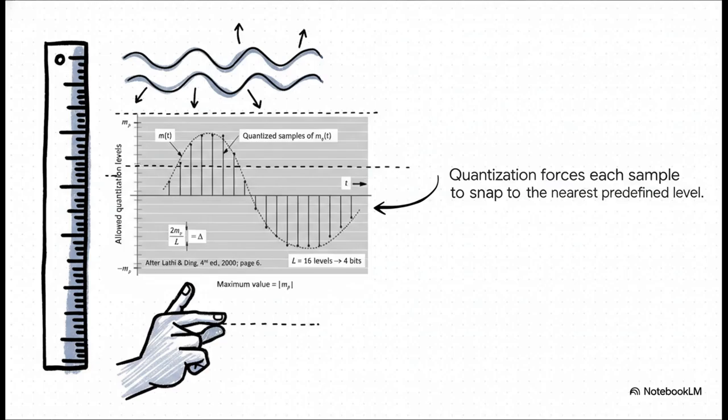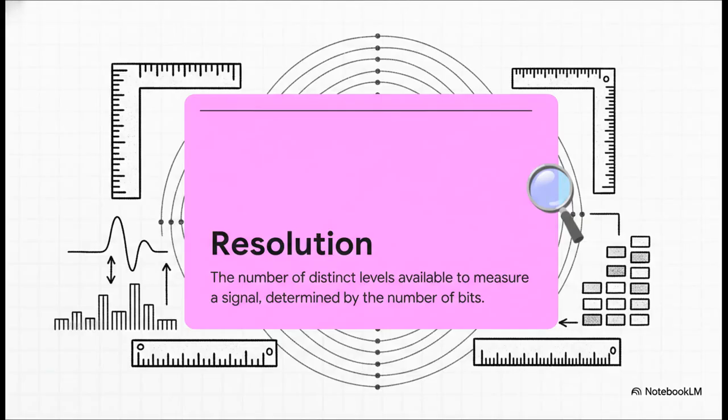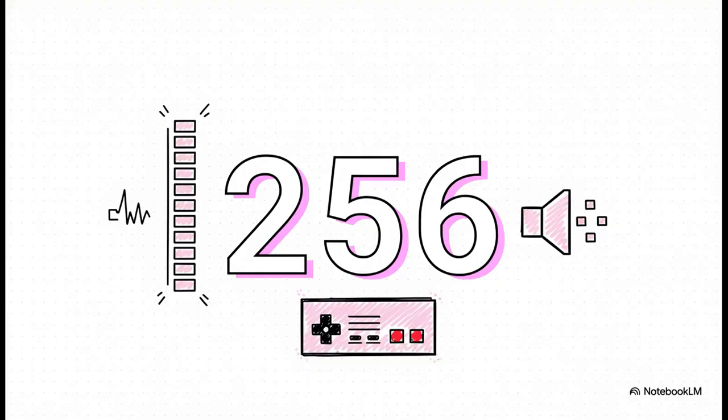So for every sample we took, we have to find the closest line on that ruler and just round it. We're forcing the real-world value to snap to the nearest digital value that we have available. And the number of lines on that digital ruler, that's what we call resolution. The resolution is determined by the number of bits. So more bits means more lines on our ruler, which gives us a much more precise and accurate measurement of the original signal.